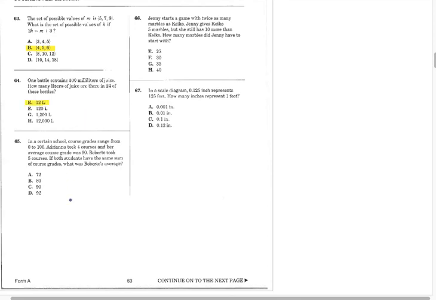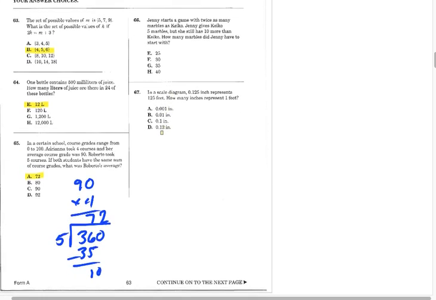All right, in a certain school, course grades range from 0 to 100. Adriana took 4 courses, and she scored 90. Roberto took 5 courses, and he got the same total amount of points. So she got 90 times 4, which is 360. But he did it in 5 classes instead of 4. So we just divide by 5, and we get 72. So our answer is A.